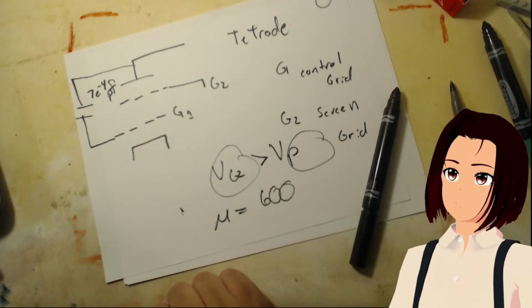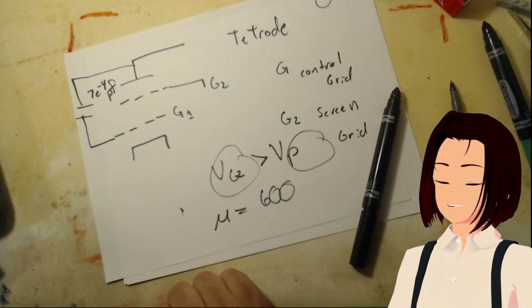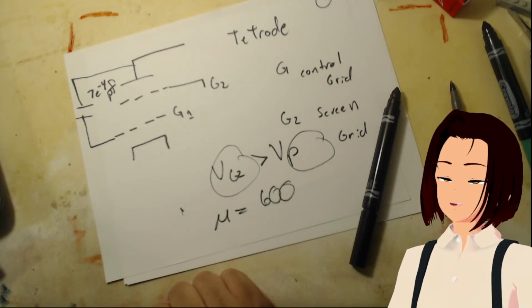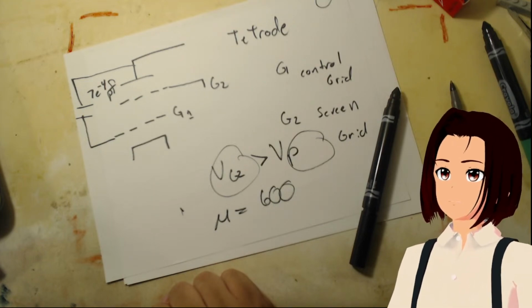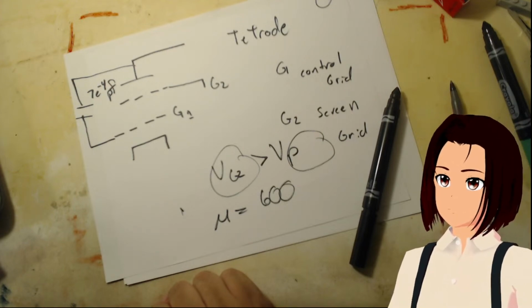So one of the things that we like about the screen grid is that it allows the plate voltage to be extremely high. But we have a problem.